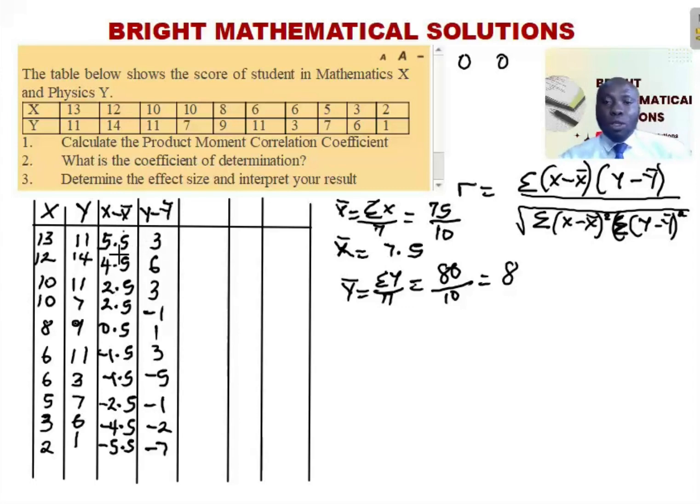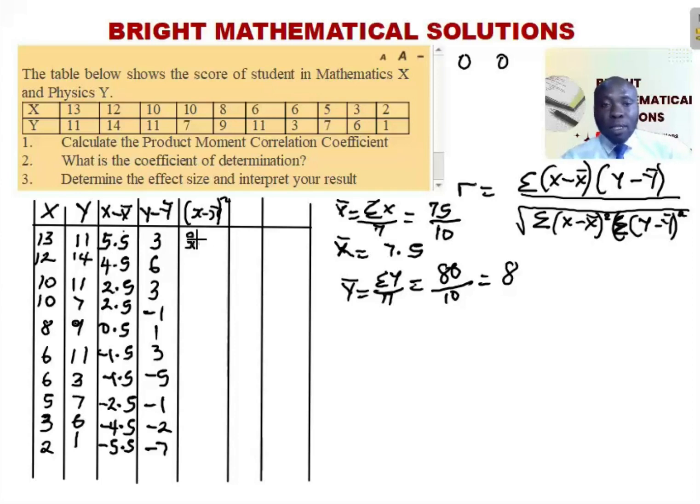Now let us continue. The next thing we have to look for is X minus X bar raised to power 2. So X minus X bar raised to power 2, that is 5.5 multiplied by 5.5.